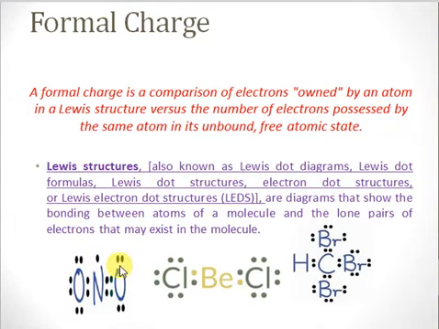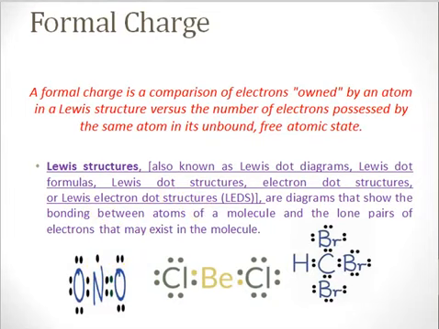So this comparison of the number of electrons possessed by an atom in a bound state with the number of electrons possessed by the same atom in a free state is known as formal charge. And the diagrams in which we show the electrons as dots, showing the presence of bonding electrons as well as lone pairs, are known as Lewis structures.